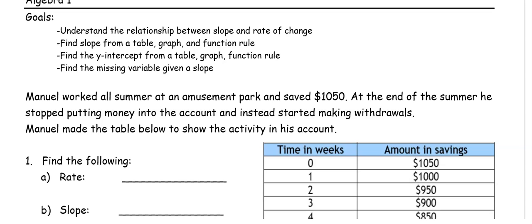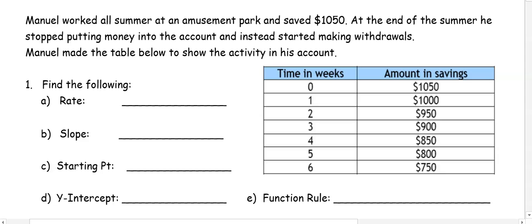At the end of the summer, he stopped putting money into the account and instead started making withdrawals. Manuel made the table below to show his activity in his account. So if we look at the table, we have time in weeks and amount in savings. As we notice, as the time is increasing, the amount is decreasing. So every week here, we are changing by +1. And our amount of money is changing by -50 because he is spending or taking out $50 each time.